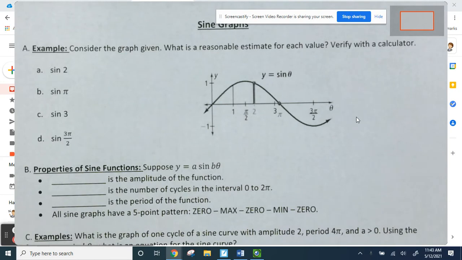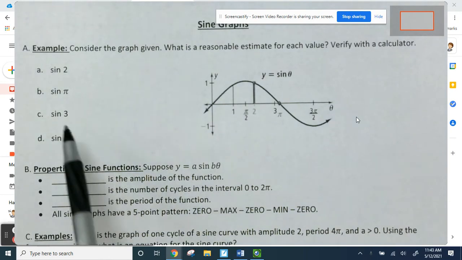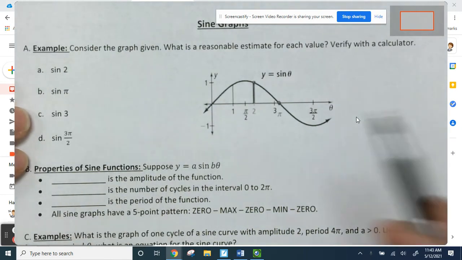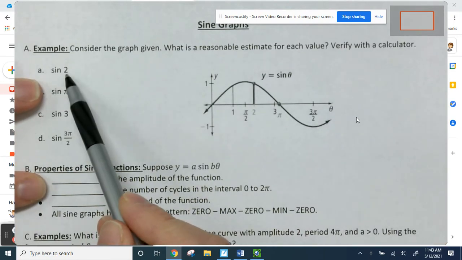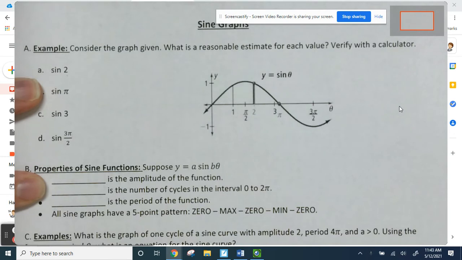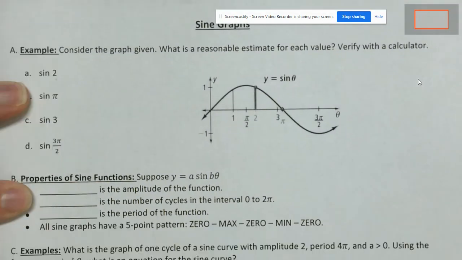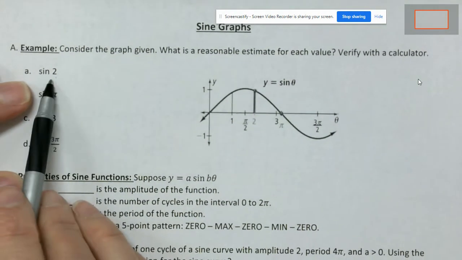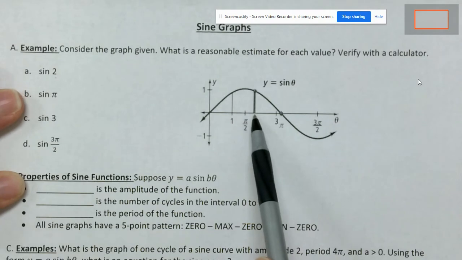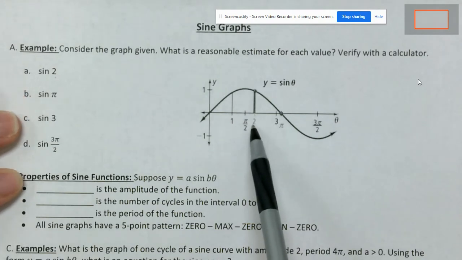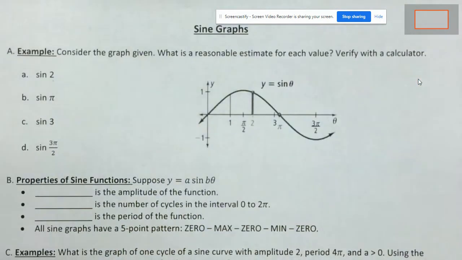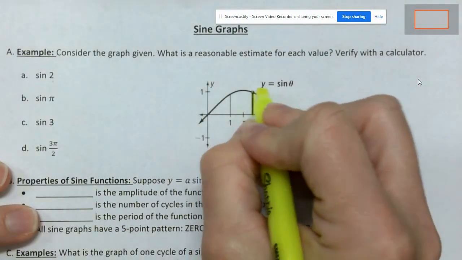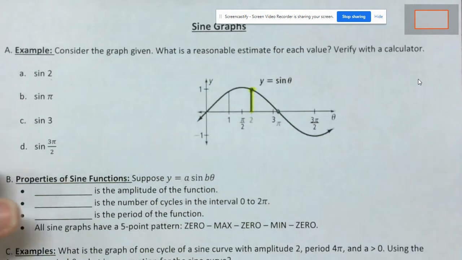So we're going to look at the sine of 2. If you look here, this 2 is the value that's on your x-axis. So we're going to be looking at the x-axis here. When we go to the number 2 on the x-axis, I have it labeled right here in this diagram. So if we go to the number 2, that means we're looking at this point right here. That's the point we're looking at for the sine of 2.